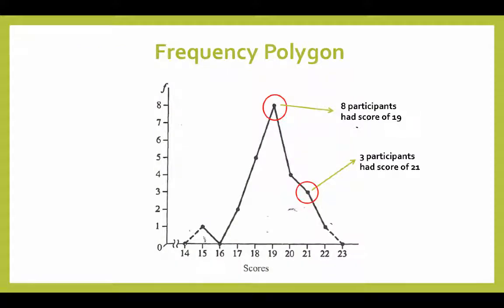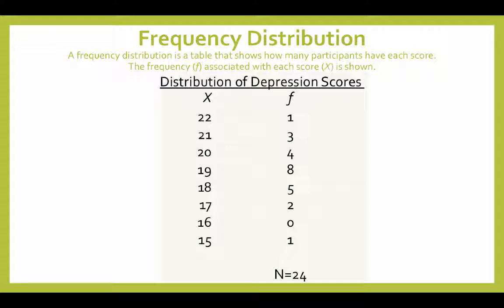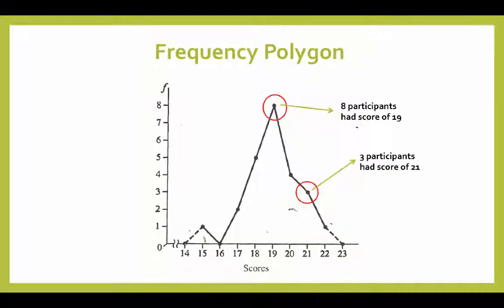Frequency polygon. This is a graph showing this distribution table. It's the slide previously that you're looking at. Right here you'll see you had the 8 participants who had a score of 19. We said it was 19 push-ups, whatever it is. You had 3 that had a score of 21. So you can go down here, your scores, 21. Up, you see the frequency was 3.